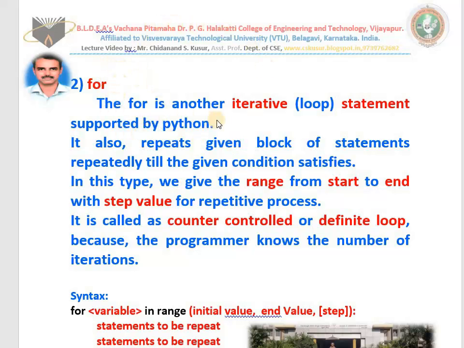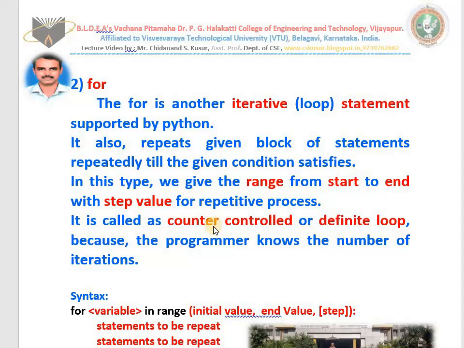For is another iterative statement supported by Python. It also repeats the given block of statements repeatedly till a certain condition is satisfied. In this type, we mention the range. Range means what? Starting value we mention, end value we mention, with some step value for increment or decrement. I will give some examples, you'll come to know, no need to worry about that.